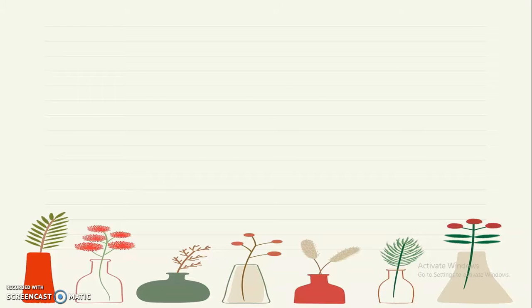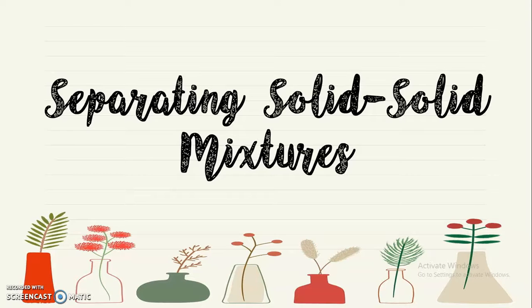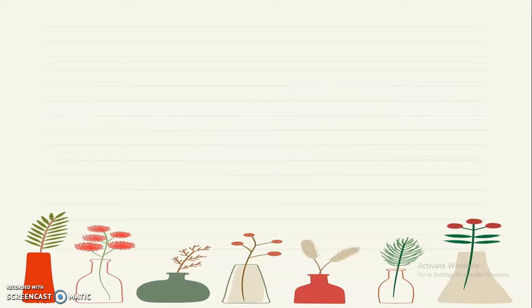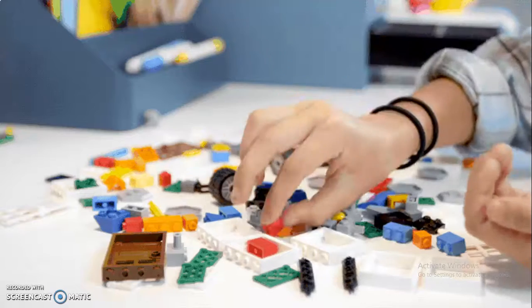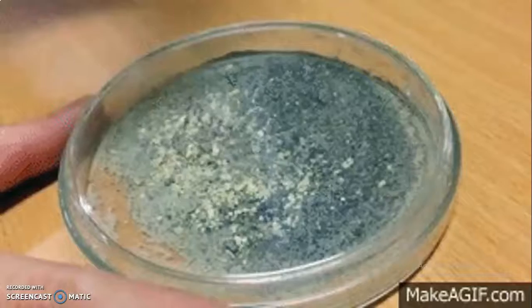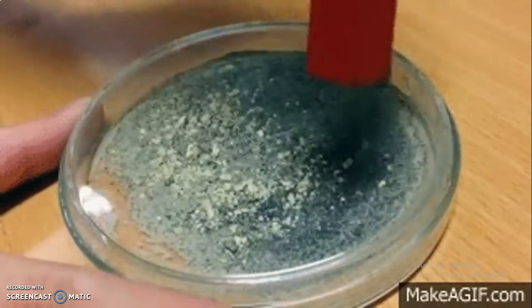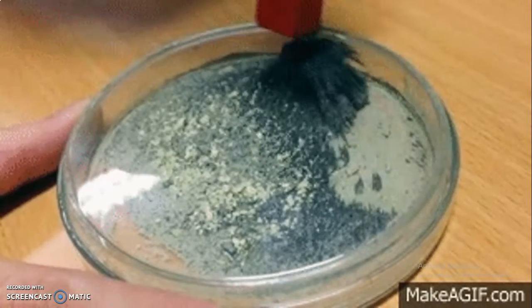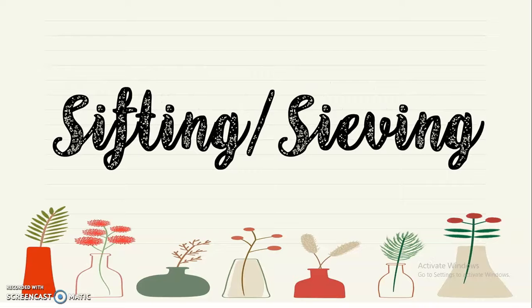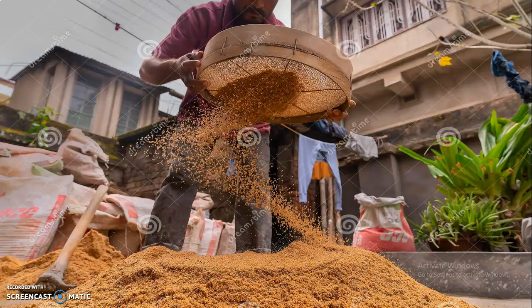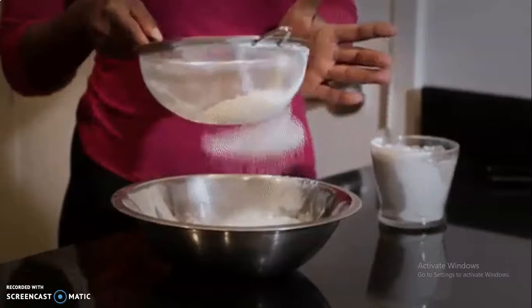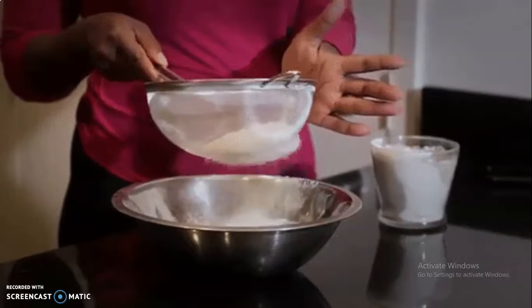Separating components of solid mixtures can be done mechanically by picking, when you sort out your toys by category, and by magnetism, when there are objects made of metal in the mixture, for example iron filings and sand, or by sifting or sieving, using a strainer, which is commonly used by construction workers in separating sand from gravel, and bakers when removing debris from flour.